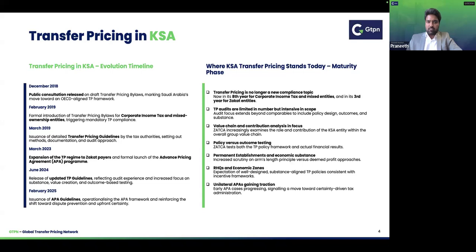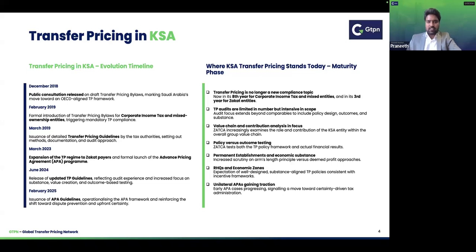To see on the right leg, all in all, we can say that transfer pricing in KSA is at a maturity phase because most of the taxpayers have already inducted transfer pricing in the system. It's been 8 years of compliance cycle for CT and mixed entities, and the third year for the zakat taxpayers. So the compliance is on and rolling. Even the interesting thing is we are seeing a number of transfer pricing audits every year.